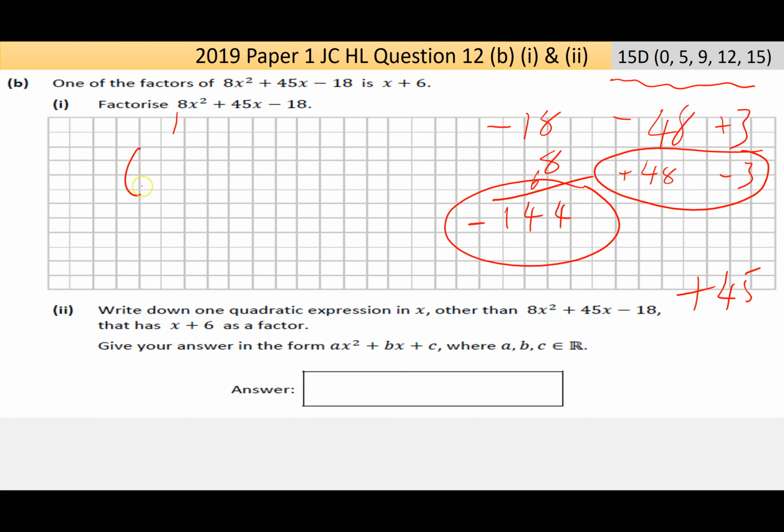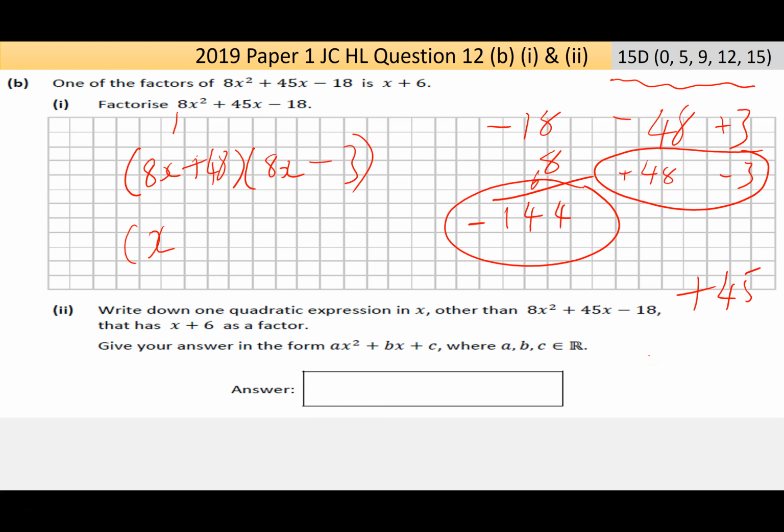Now, with this particular answer here, you're going to have an 8x in one bracket and 8x in the other. The two numbers you're picking are plus 48 and minus 3. There are different ways to do this, but you look at whichever of the two factors can be simplified. That can divide. 8 into 8 goes once. Okay, so it goes x.